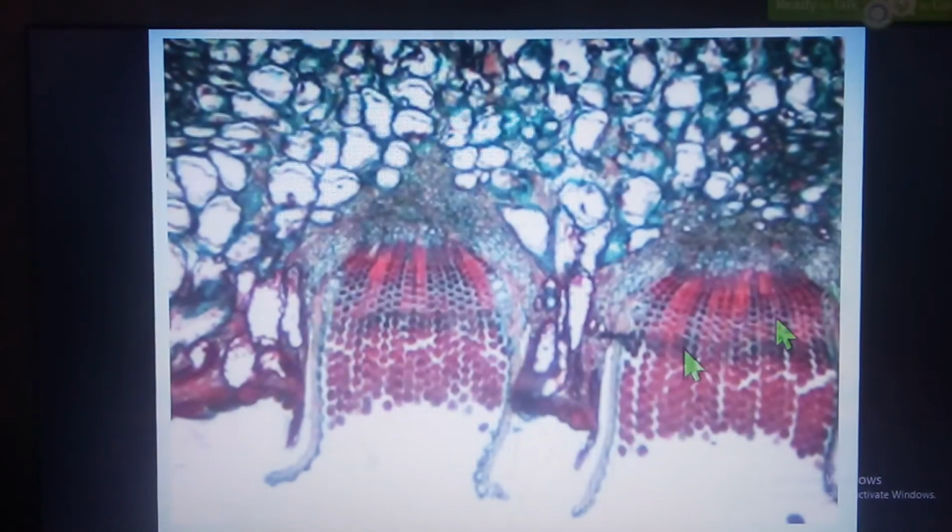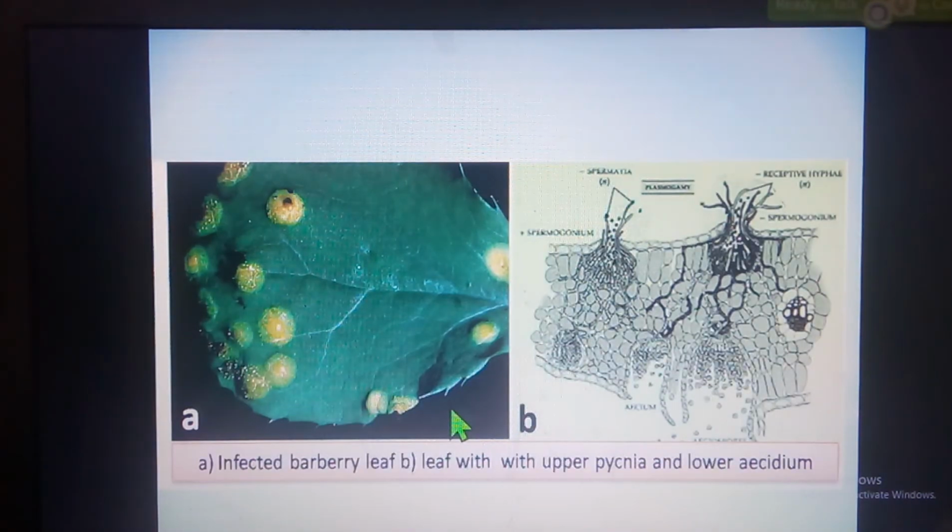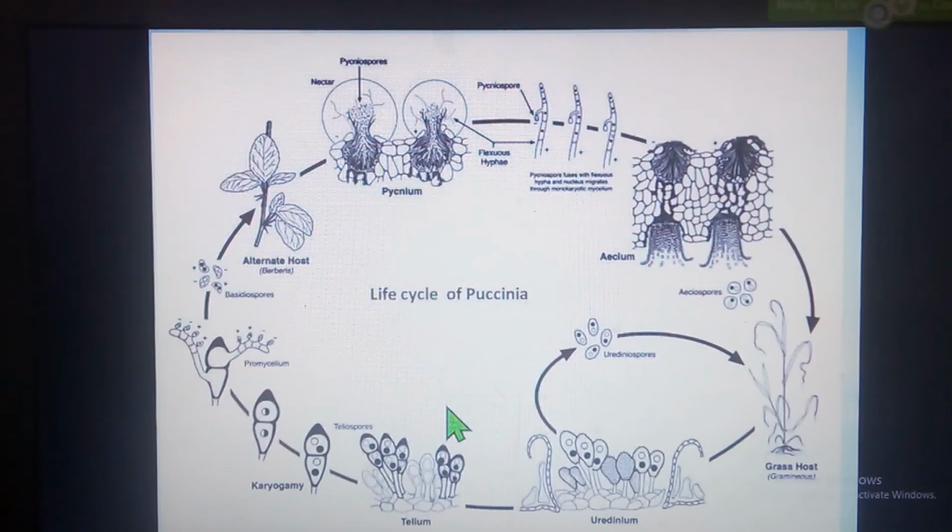Now you can see here a microscopic slide showing these inverted cup shapes. They are the aecial cups, they look like an inverted cup, and these are the spores. This is the infected barberry plant, showing the leaf with the pycnia. In the upper part you can see the yellowish pycnia, on which the pycniospores are formed.